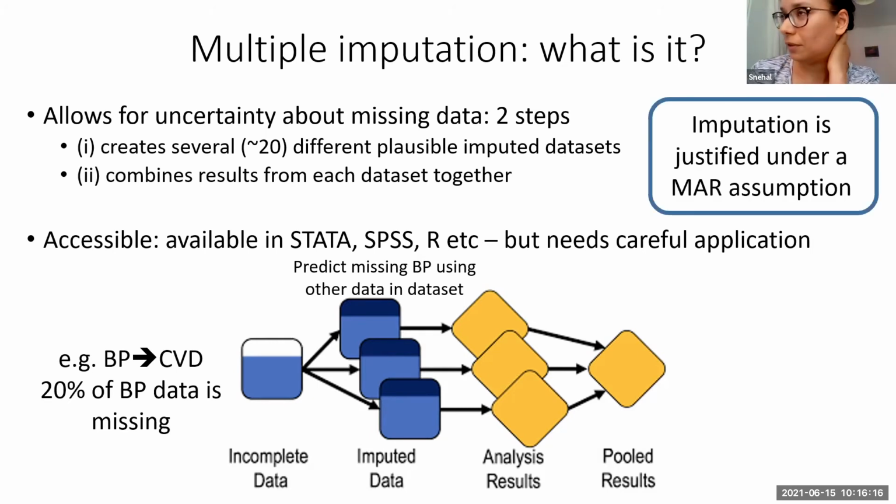Oh yeah, before we do that, I just wanted to emphasize that imputation is justified under the assumption that your data is missing at random. It's also justified under the assumption that your data is missing completely at random, but missing completely at random is the most stringent kind of assumption that you could make, whereas missing at random is a less stringent assumption, and we can do things to try to ensure that your data is missing at random. I'll come back to that in the next slide as well.